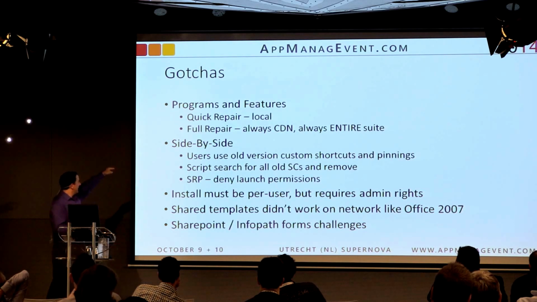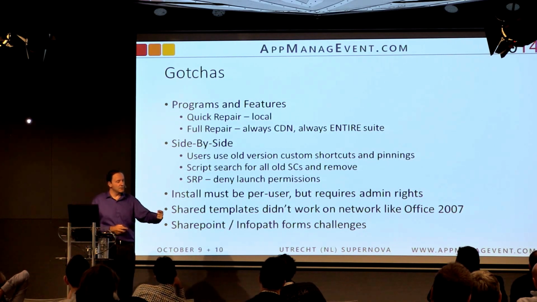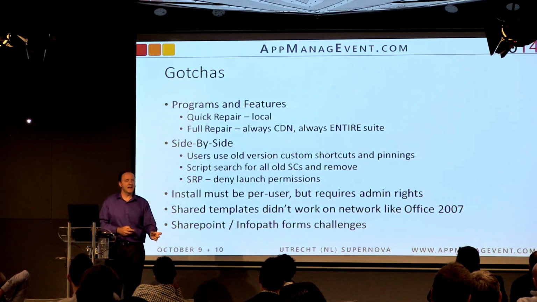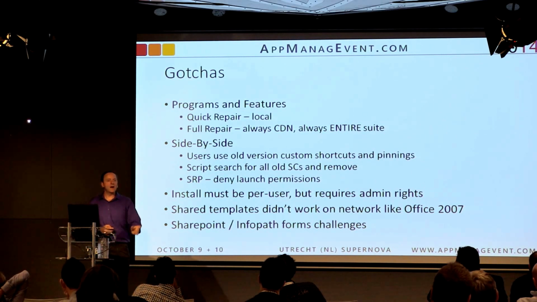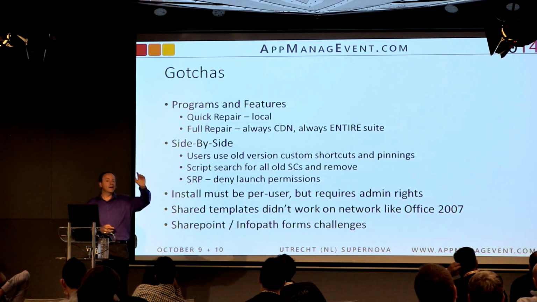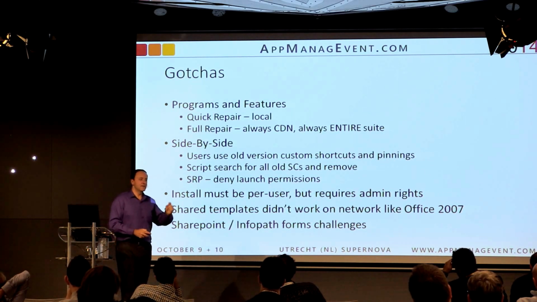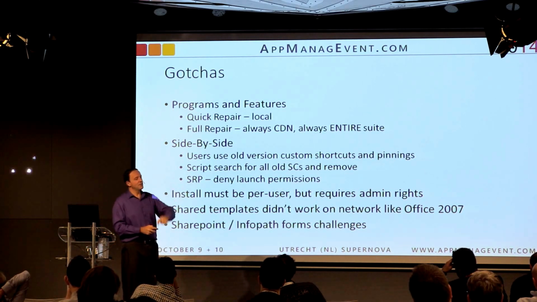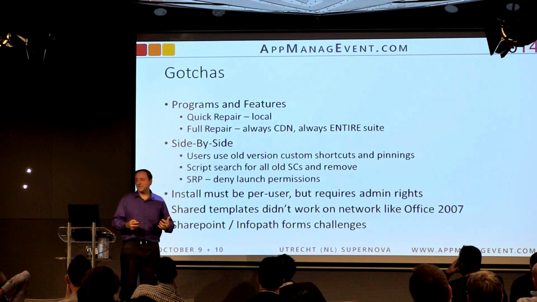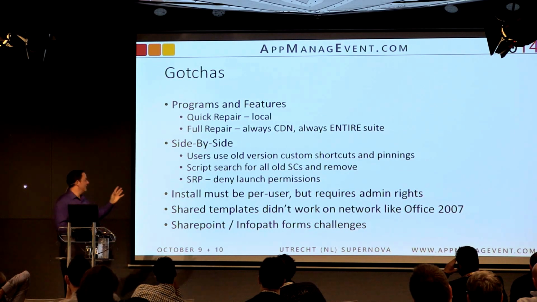Some gotchas that we found over time. Programs and Features: if you do the quick repair for 2013, it locally looks at all these duplicate exes that it's kept, backup copies, and recopies them over the primary in case of corruption or missing. If you do a full repair, though, it always pulls from the Microsoft CDN. Not only that, it always pulls the full suite. So one problem we have is we're doing Lync only. If any of those users visits Programs and Features and says, do a full repair, they now get all of Office 2013, and we don't intend them to have it yet. So Microsoft says they're working on that one.